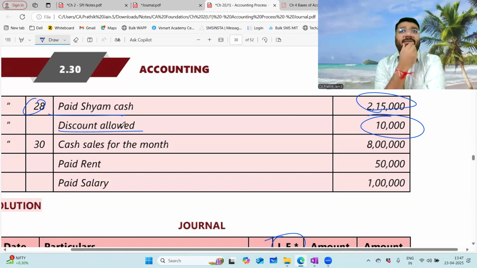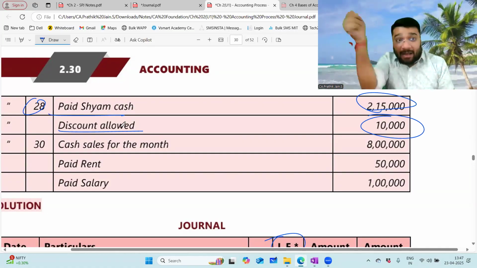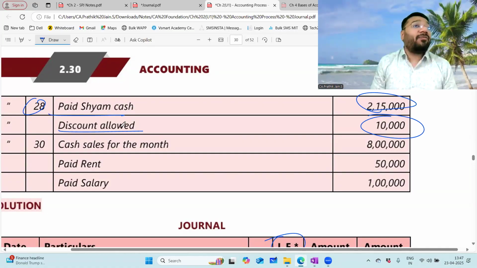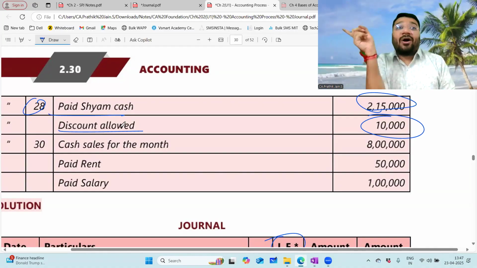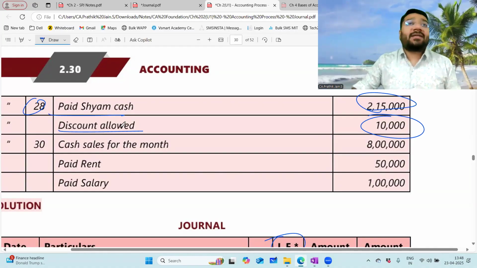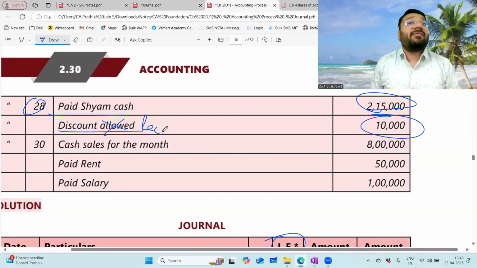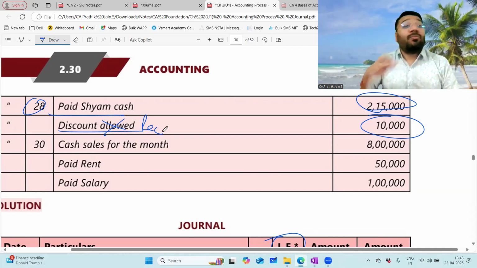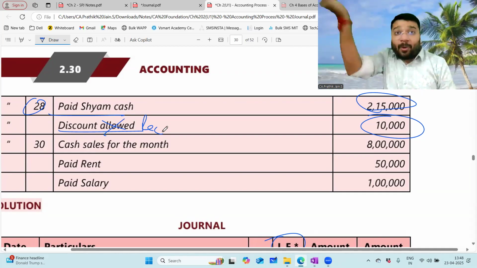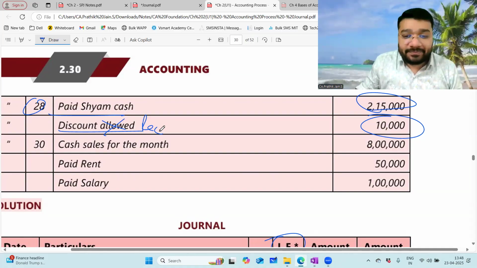Discount allowed by whom? Sham. Are we accounting from Sham's point of view? No, from our point of view. For him it is discount allowed; for us it is discount received. Who will write discount allowed debit and come in the exam? Tell me, raise your hands. This is discount received. Sir, the question is wrong? The question is right. Discount allowed by whom? Sham. From his point of view they have given the information. From your point of view, this is received. So it is your gain.